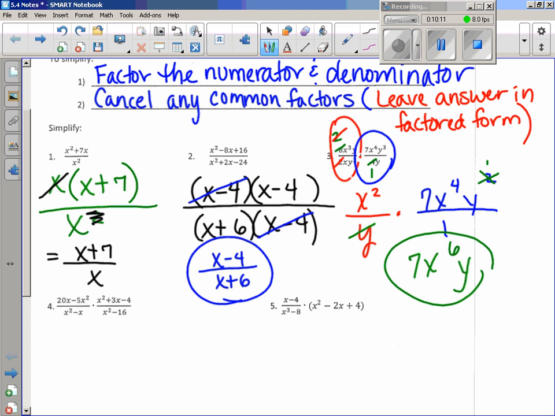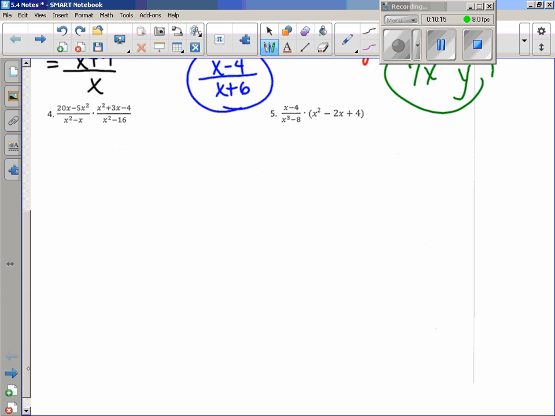Did I lose anybody else there? Okay, go down to number 4. So what do we want to start doing here? Factoring. I'm going to start with the first fraction, numerator only. I can pull out my GCF of 5x. What's it leave me with? 4 minus what? X. Okay, somebody different. What can I factor out of the denominator? X. What does it leave me with? X minus 1.